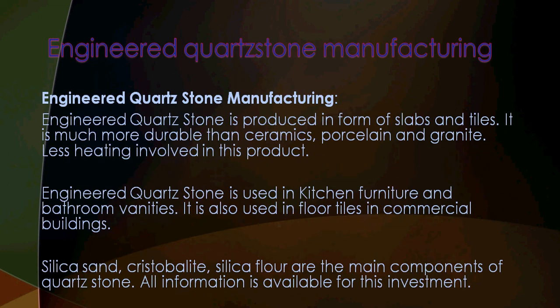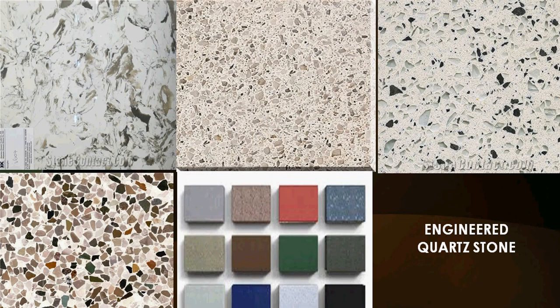Now, what is engineered quartz stone? You might have seen kitchen furniture made out of engineered quartz stone, or you have seen on the airport the slabs are not ceramic or porcelain. Nowadays most of them are engineered quartz stones. Engineered quartz stone is produced in the form of slabs and tiles. It is much more durable than ceramics, porcelain and granite, and less heating is involved in its production. It is used in kitchen furniture and bathroom vanities. It is also used in floor tiles in commercial buildings. Silica sand, cristobalite, and silica flour are the main components of quartz stone. All information is available for this investment. Here are some designs of the quartz stone. There are 100 more designs that can be produced in quartz stones.